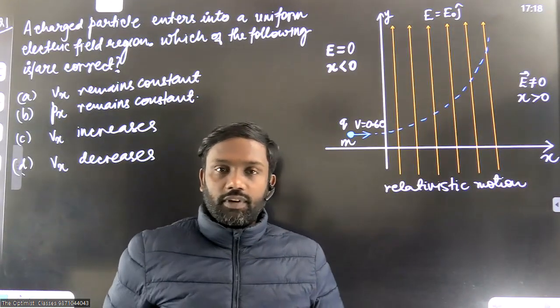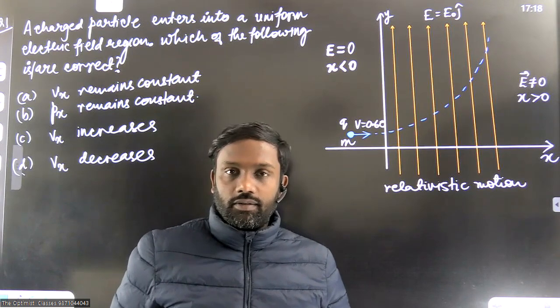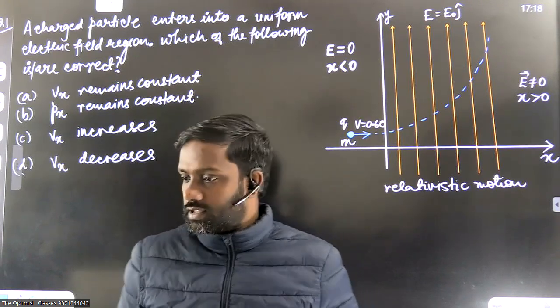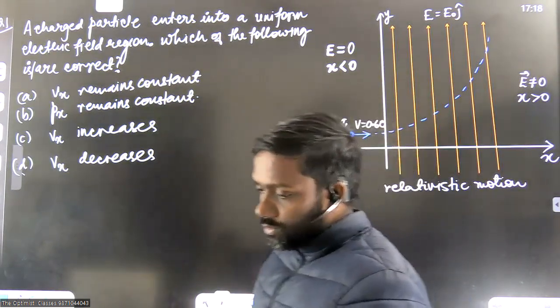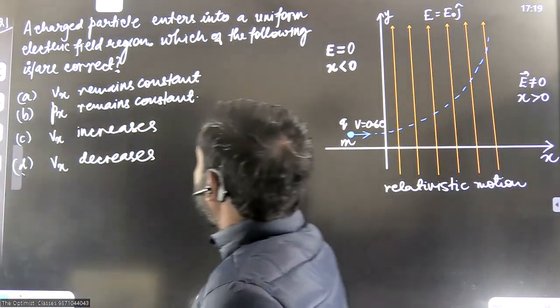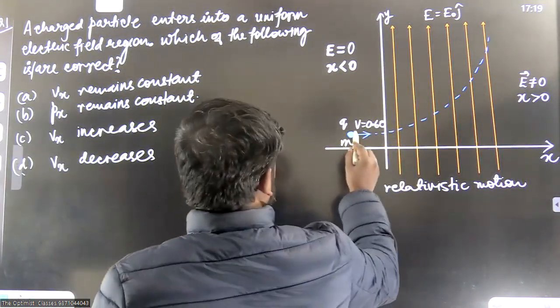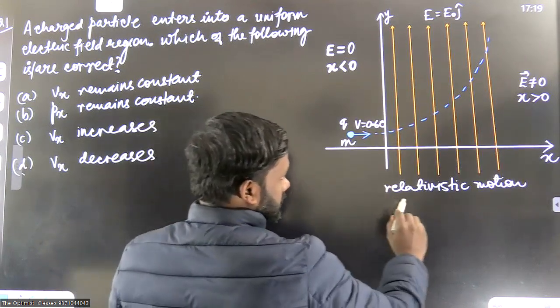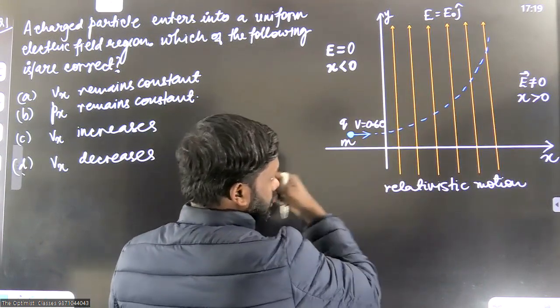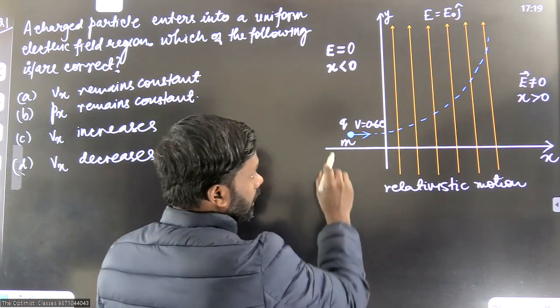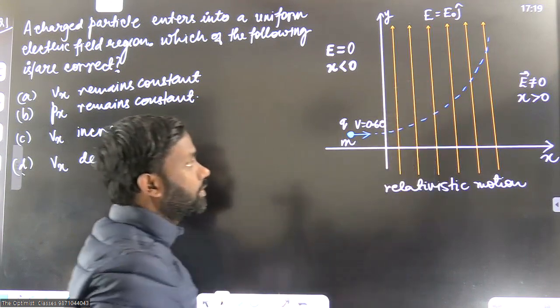Hello everyone. In this video, I'm going to discuss solutions of some conceptual questions. So here is question number 1. It says a charged particle. This charged particle, which is a relativistic particle, has velocity 0.6 c, which is close to the velocity of light. It enters into this uniform electric field.